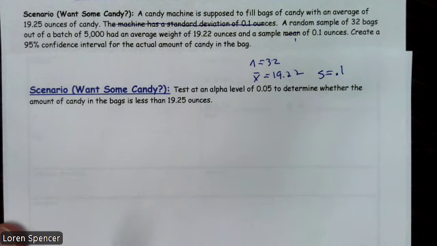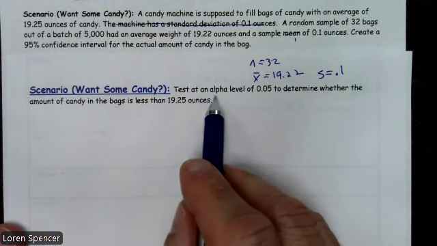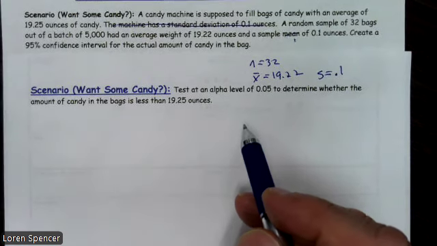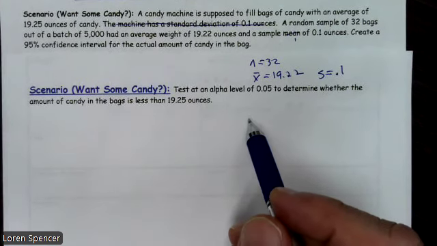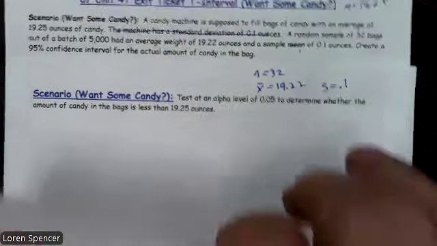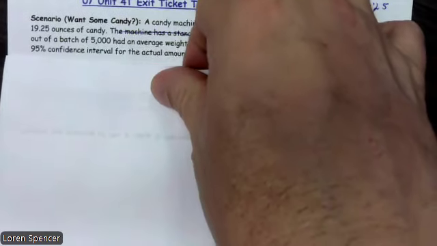Create a 95% confidence interval for the actual amount of candy in the bag. All right, so we're going to be running a t-test because they want us to test at alpha equals 0.05 to determine whether or not the amount of candy in the bag is less than 19.25 ounces.